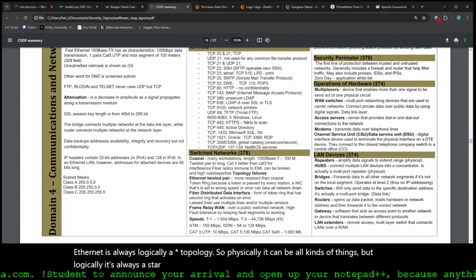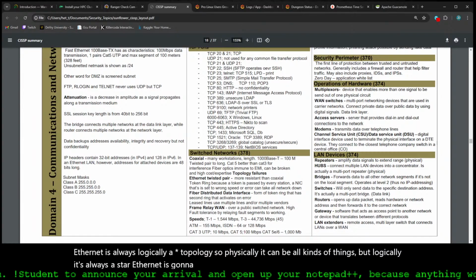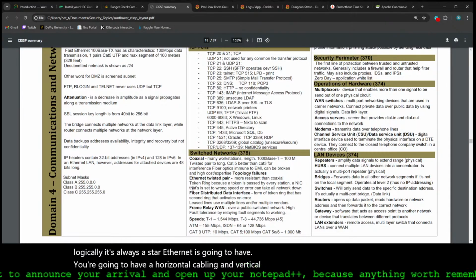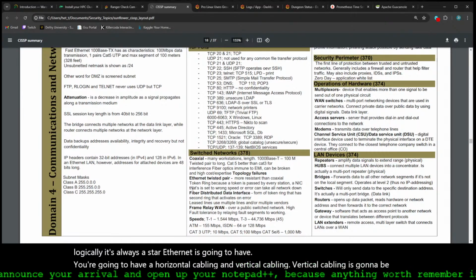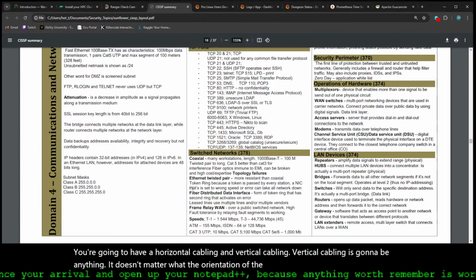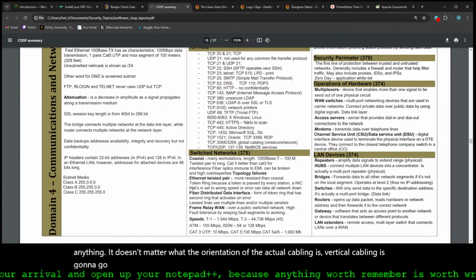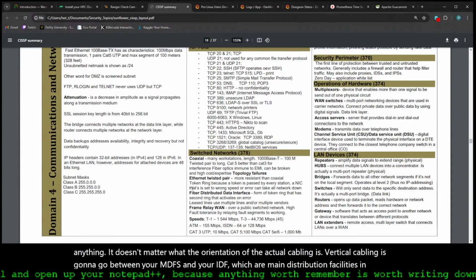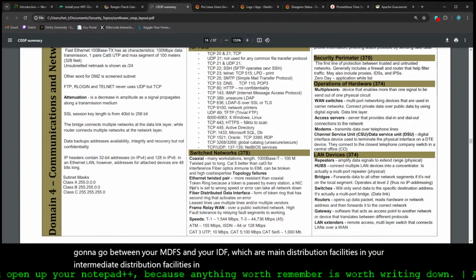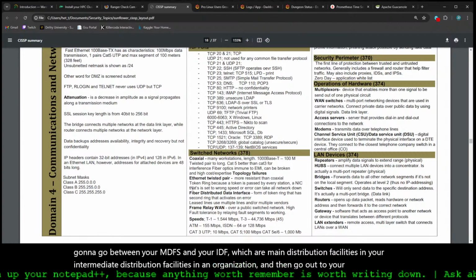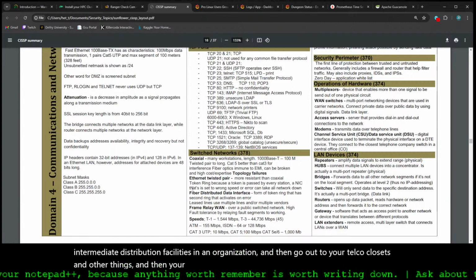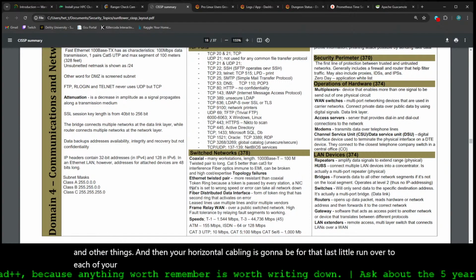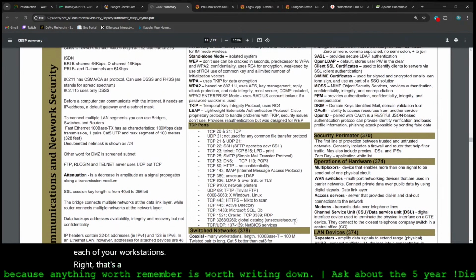With Ethernet, you're going to have horizontal cabling and vertical cabling. Vertical cabling is going to be anything. It doesn't matter what the orientation of the actual cabling is. Vertical cabling is going to go between your MDFs and your IDFs, which are main distribution facilities and intermediate distribution facilities in an organization, and then go out to your telco closets and other things. And then your horizontal cabling is going to be for that last little run over to each of your workstations, right? That's a high level on that.